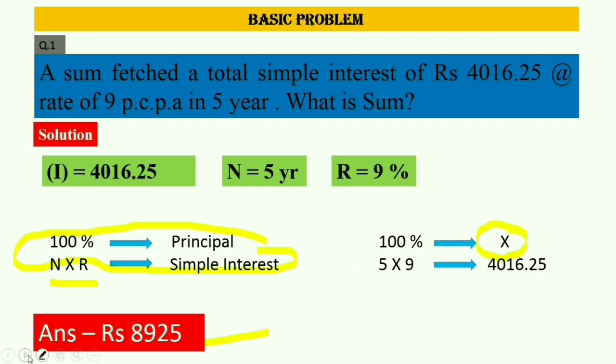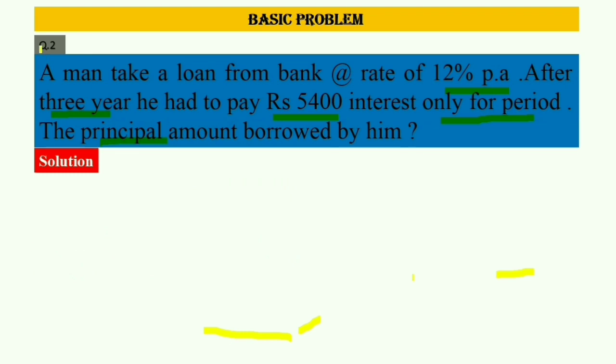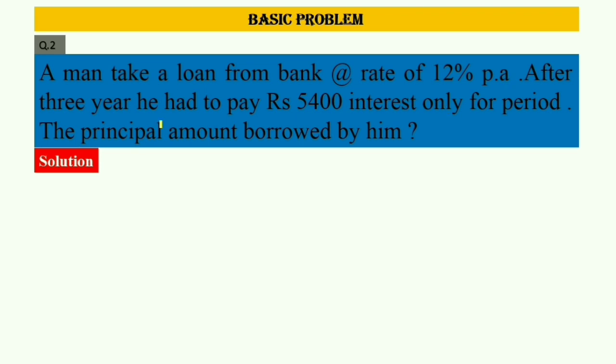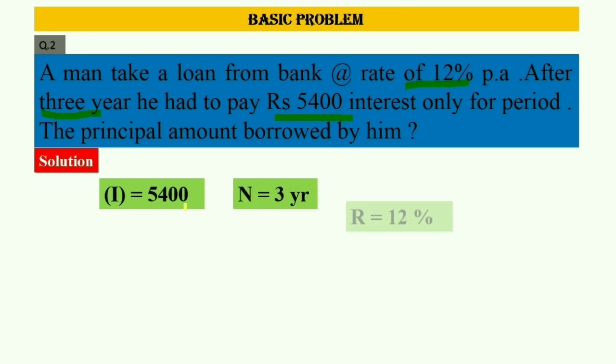Now we will move towards the second problem. A man takes a loan from a bank at a rate of 12% per annum. After 3 years he has to pay rupees 5400 as interest only for the period. What is the principal amount borrowed by him? Here the rate of interest is given, the tenure is given, that is 3 years, and the interest is given. Same problem, so we will simply write the values: I is the simple interest, that is 5400, N is the time period, that is 3 years, R is the rate of interest, that is 12%.